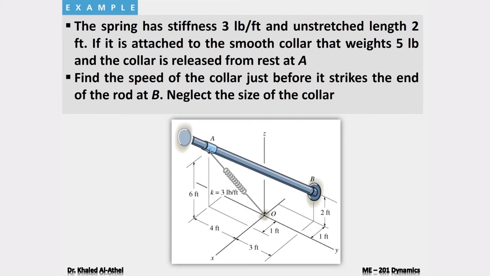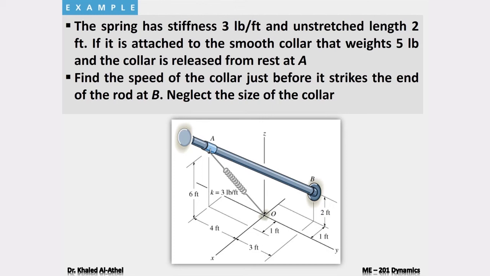Now, you have a spring that has a stiffness of 3 pounds per feet and an unstretched length of 2 feet. If it is attached to the smooth collar that weighs 5 pounds, and the collar is released from rest at position A, find the speed of the collar just before it strikes the end of the rod at B. And you are asked to neglect the size of the collar, so you are dealing with it as a particle.